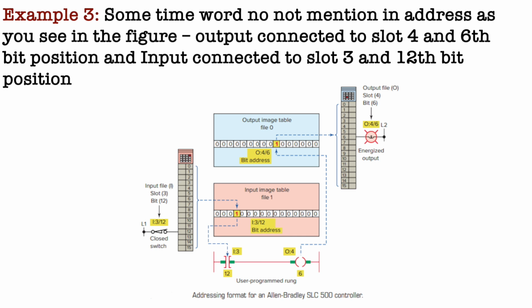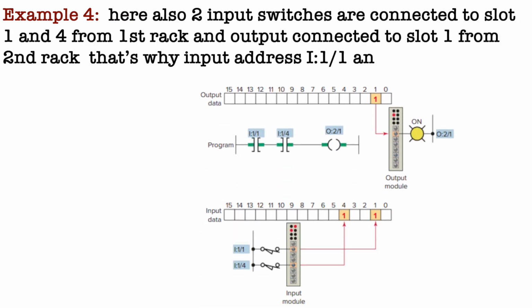So what will be the addressing for the output? It will be O:4/6. Okay, this is the format for an Allen Bradley SLC 500 controller. Now here comes the fourth example.